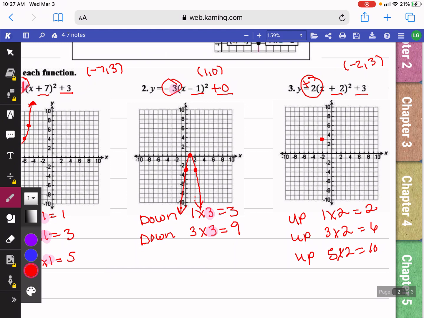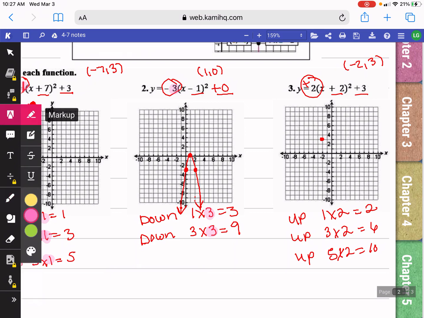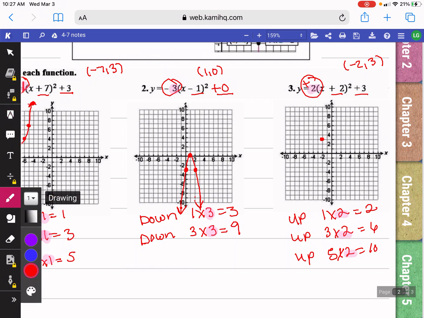So again, I'm using 1, 3, 5 with my a. Here we're going up because it's positive, and then the a had the number 2 in it. So I'm going to start at my vertex, and I'm going to start by going up 2 units and to the side 1. Next, I'm going to go up 6 units and to the side 1. And that's all that fits. So I'm not going to do the up 10 because I don't have to for this one.